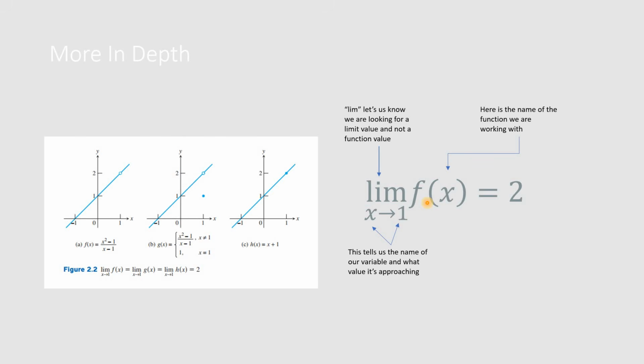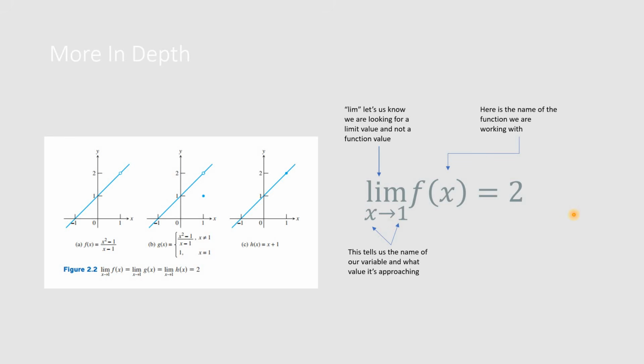This portion, of course, tells us the name of the function we're working with. So the functions here are named f of x, g of x, h of x. But just know that if this was f of x, g of x, or h of x in this situation, the limit would be the same. So we just put the name of the function that we want to take the limit of and what x value we are approaching.